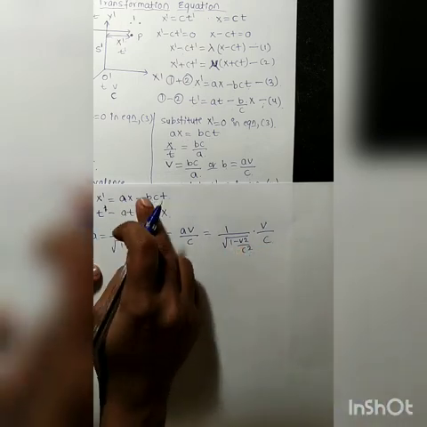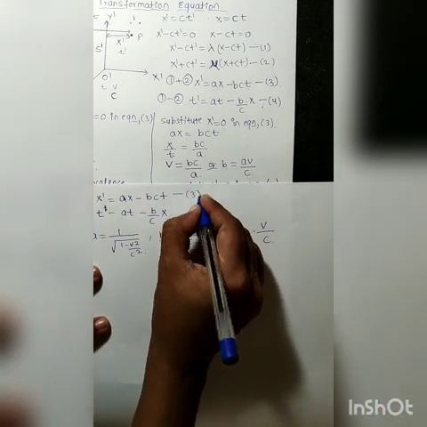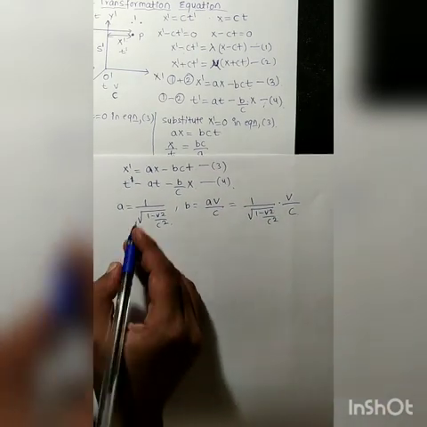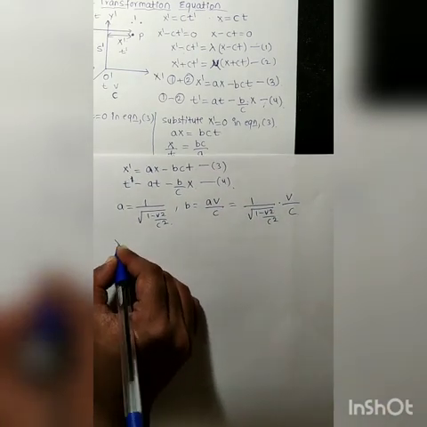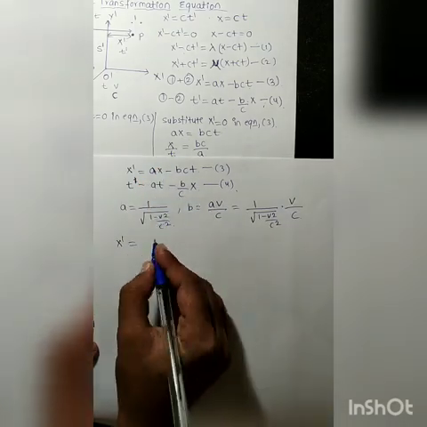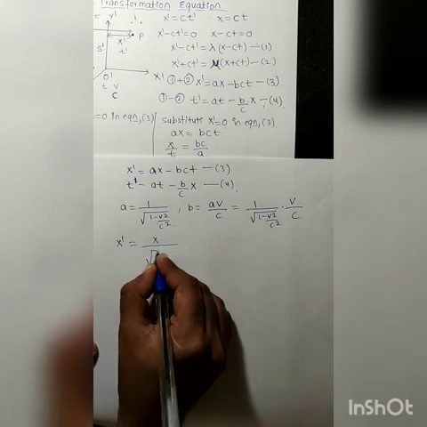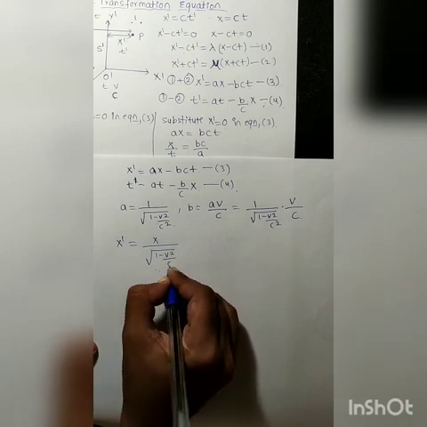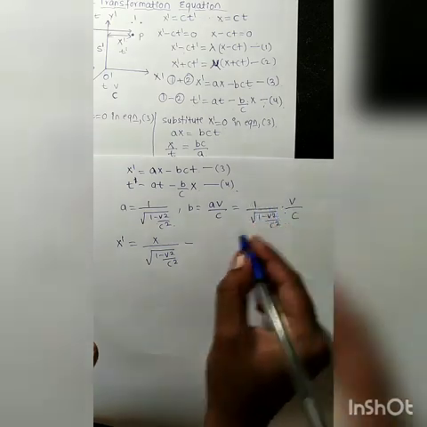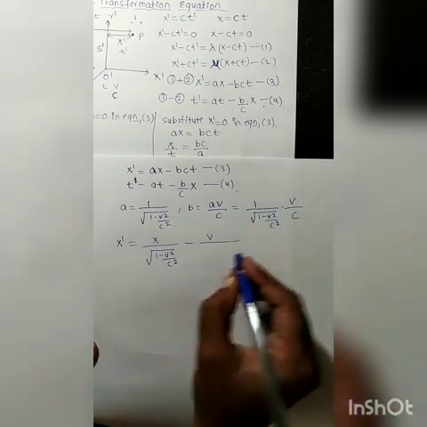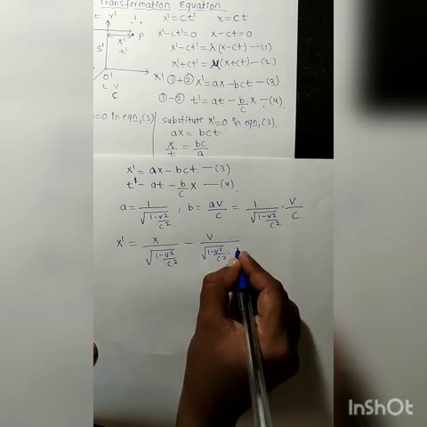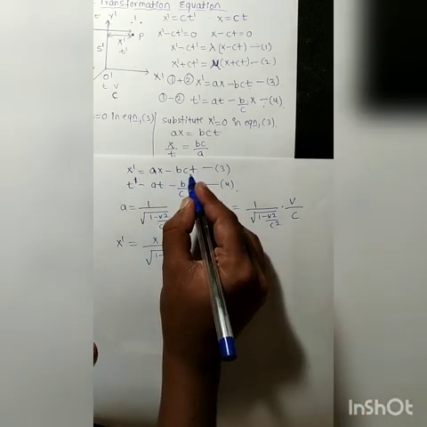Okay, so these two values we are substituting in equation number 3 as well as in equation number 4. So if you substitute, what we will get? We are getting x dash is equal to a means 1 divided by this, means x divided by square root of 1 minus v square by c square, minus b means this is the value, that is what, v divided by square root of 1 minus v square by c square into c, and this c into t will be as it is.